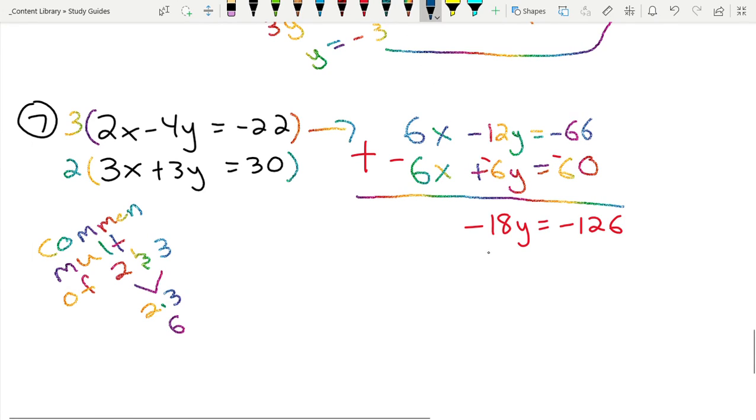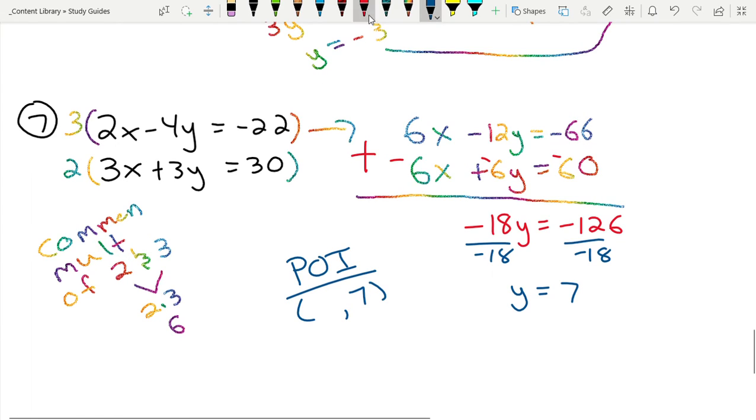Now to solve for my y, I divide each side by negative 18. And that's going to give me a y value of 7. So I now have the y coordinate of my POI. Well, again, to get the x coordinate, we have to plug in.